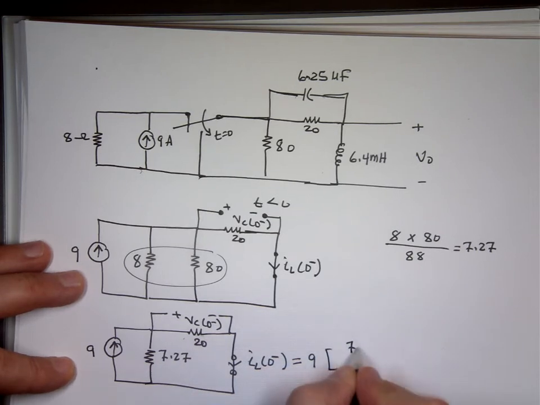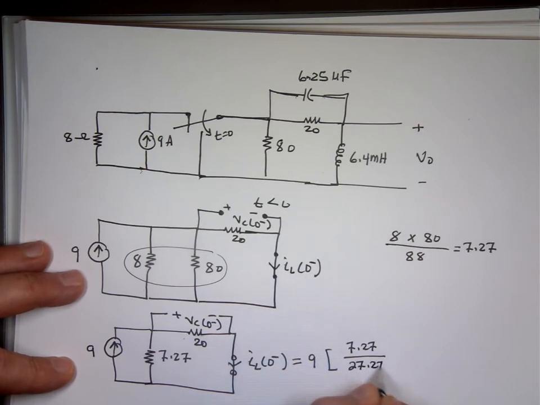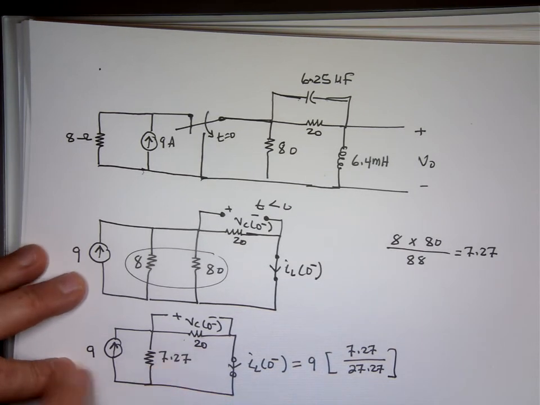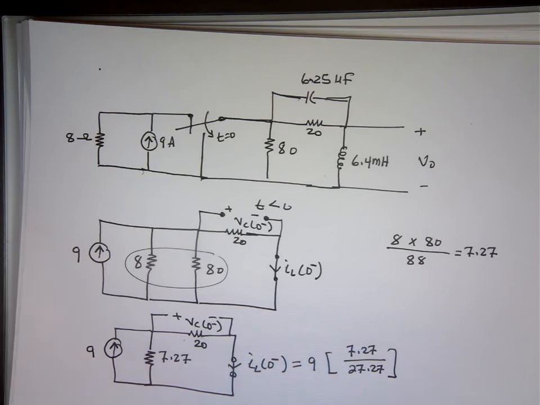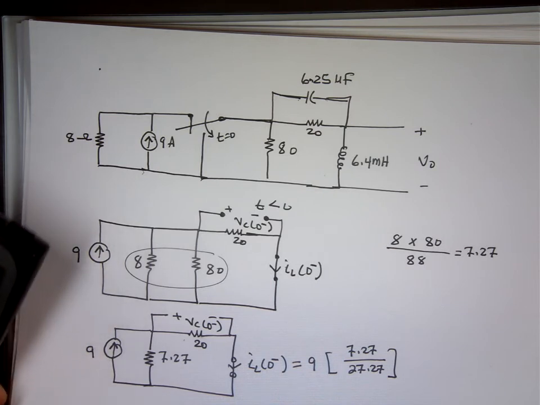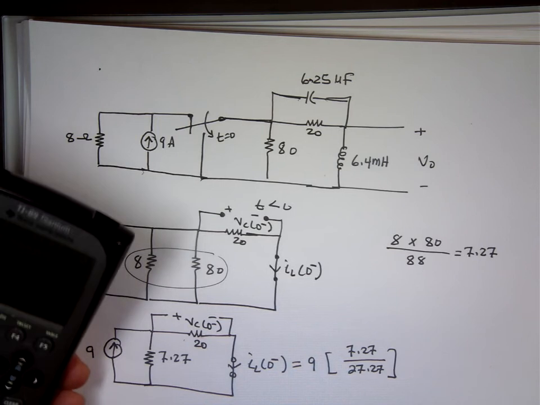The 7.27 divided by what? The sum of them, 27.27. No, aren't those in parallel? Those two in parallel, yeah. So the current times that over the sum of them, times 9. You probably did that in physics too, right? Yeah, I did, in the test.